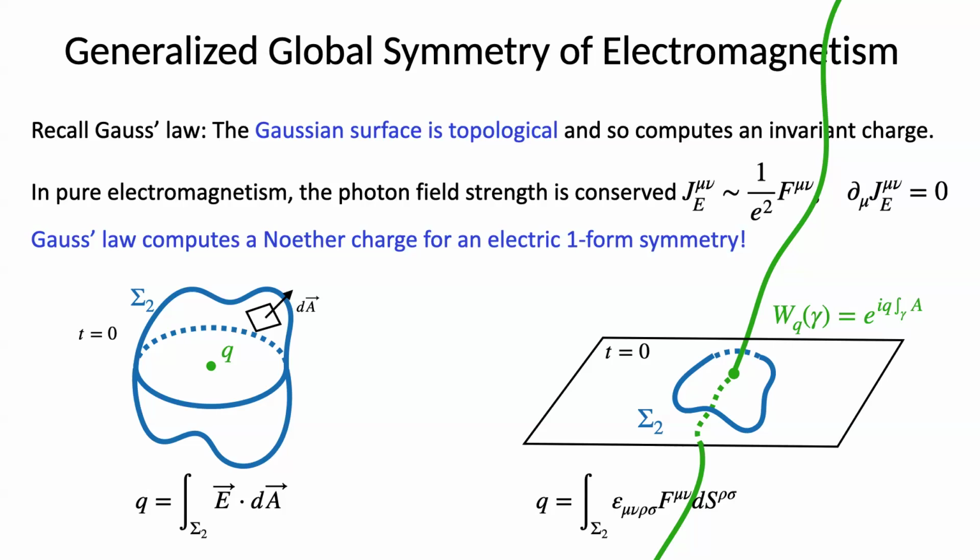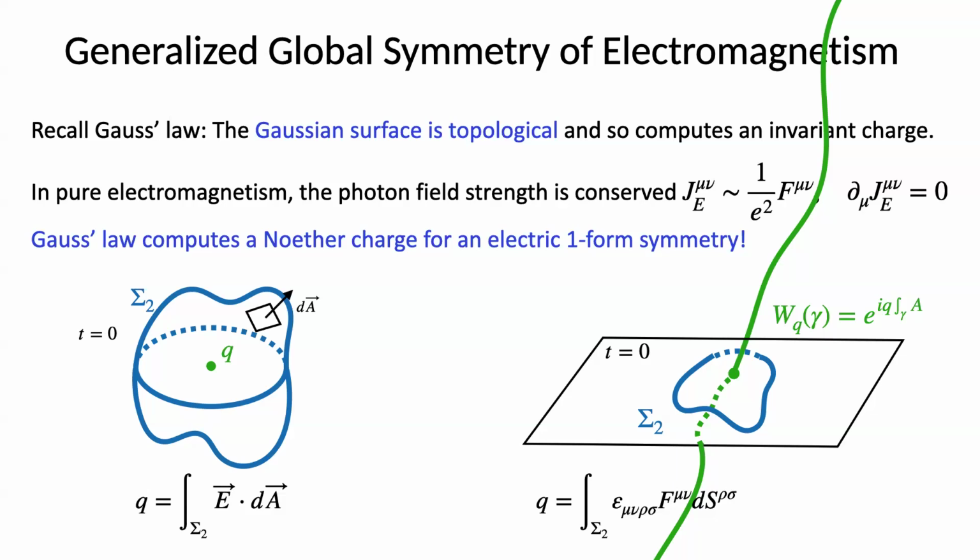What you're computing is in some sense the linking of this Gaussian surface with the world line. And so it doesn't matter, you can deform your Gaussian surface in space and also in time. And this invariant quantity that you compute is actually invariant under all of those topological deformations fully. And so the answer is that Gauss's law does compute a sort of Noether charge. But it's a Noether charge not for a familiar zero-form symmetry, but for this one-form global symmetry. And that explains the difference in dimensionality as well.